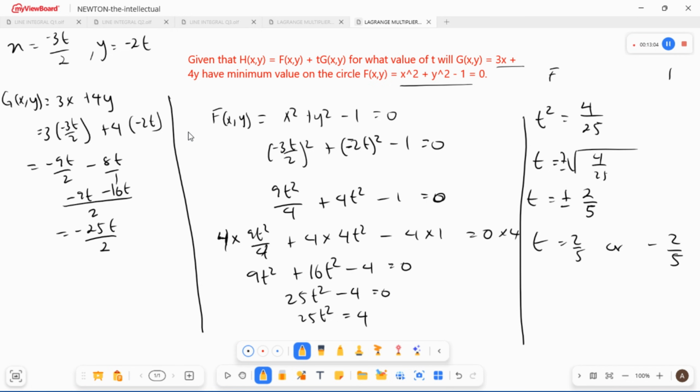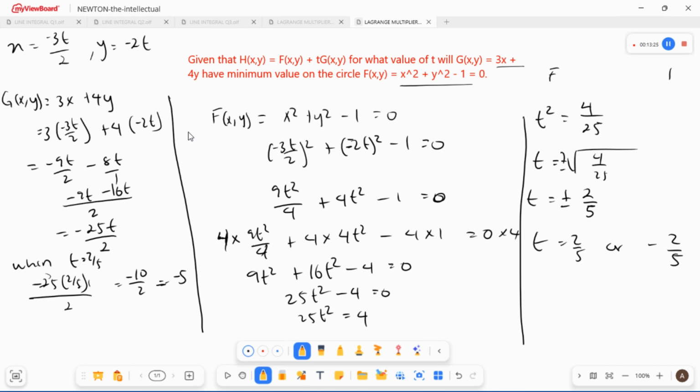So now we're going to say, because now we have t, right? We need to find the extreme values. We already know the values of t. So we're going to say when t is equal to 2 over 5, let's put the values. Then we have minus 25 multiplied by 2 over 5, over 2. 5 here 1, 5 here 5. So that's minus 5 times 2, minus 10 over 2. That gives us minus 5.